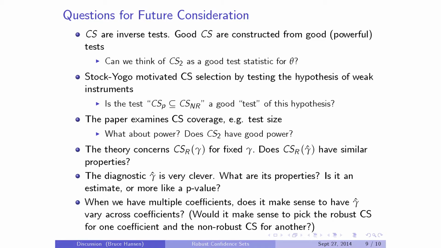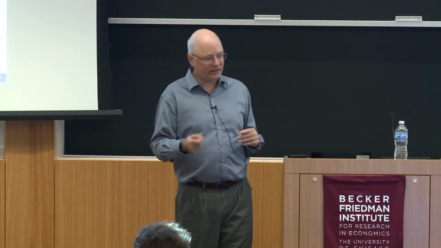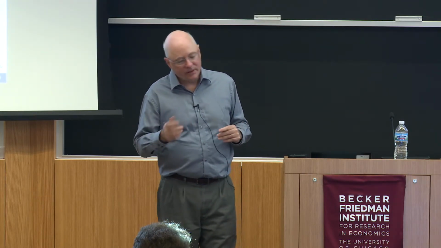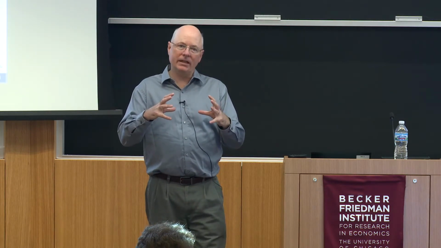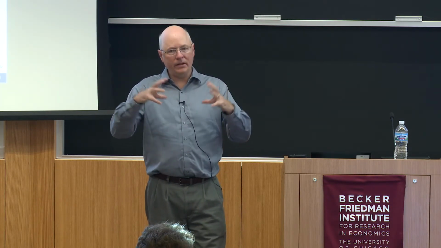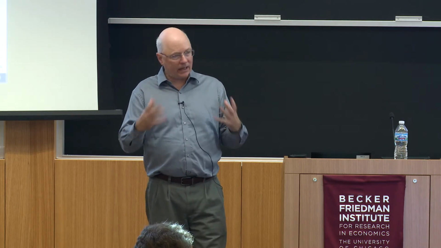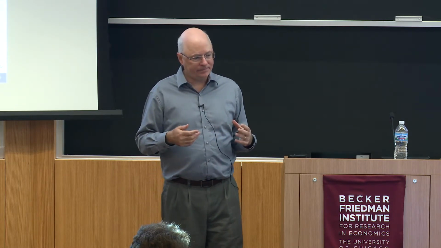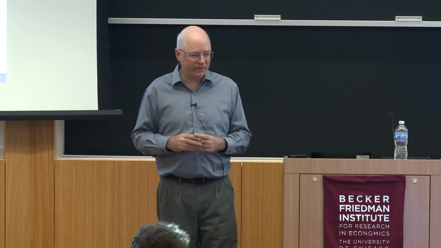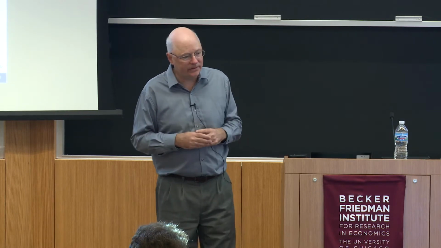One way to think about this is Stock-Yogo motivated their specific two-step procedure by testing the hypothesis of weak identification, meaning that there'll be a specific size distortion. So we could ask the flip question here. Is my preliminary confidence set nested within the non-robust confidence set? Is that a good test of the hypothesis of weak identification or weak instruments? I don't know.